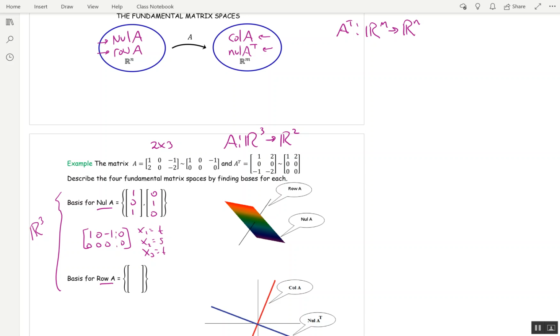Basis for row A, we take the non-zero rows of B. I'm going to put this one in as a column. So I'm looking at this row, but I'm going to put it in as a column: 1, 0, negative 1. That's a line in R3. And notice that if you dot any vector in row A with any vector in null A, you'll get 0. So they live orthogonally. And so we'll discuss that more when we get to chapter 6 and we have the right vocabulary. But this line is actually perpendicular to this plane.